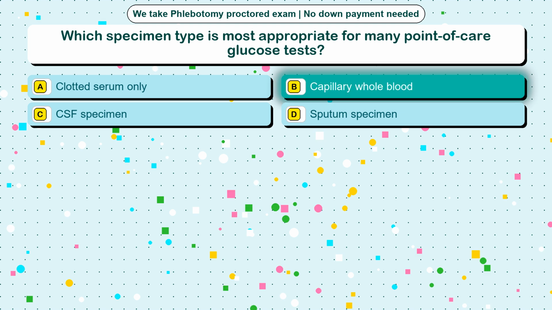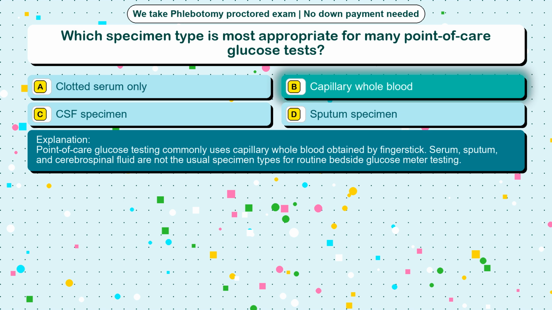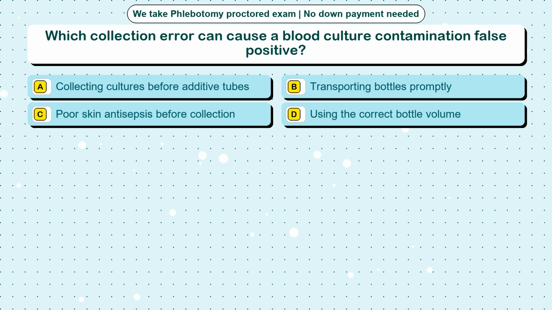The correct answer is option B, capillary whole blood. Point-of-care glucose testing commonly uses capillary whole blood obtained by fingerstick. Serum, sputum, and cerebrospinal fluid are not the usual specimen types for routine bedside glucose meter testing. Question 87. Which collection error can cause a blood culture contamination false positive?